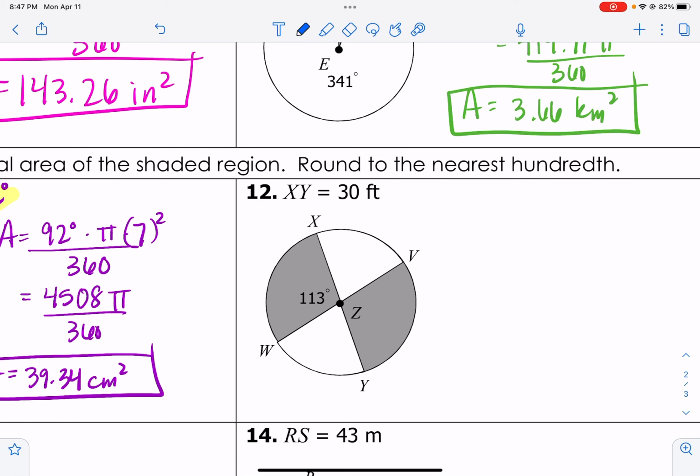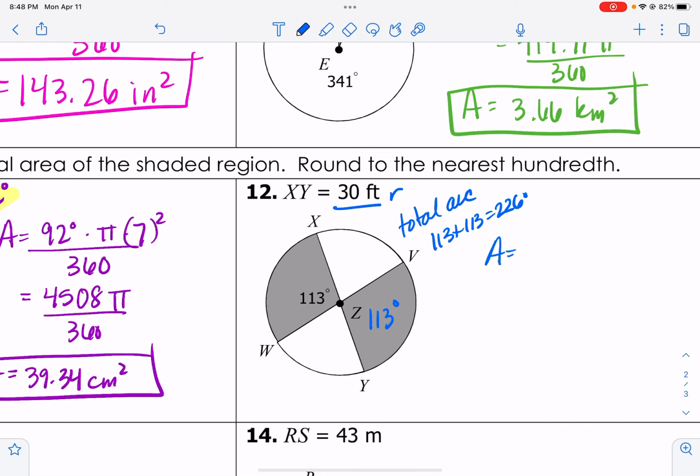So again, here's my radius. If this is 113, then this is 113. So my total arc is 113 plus 113, which is 226. So that's my total shaded area.